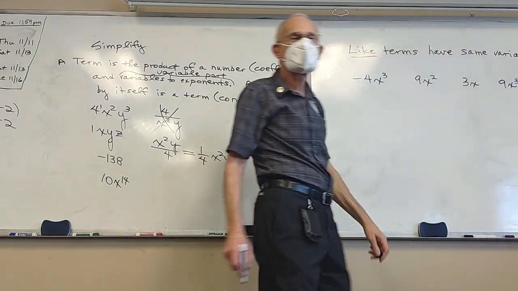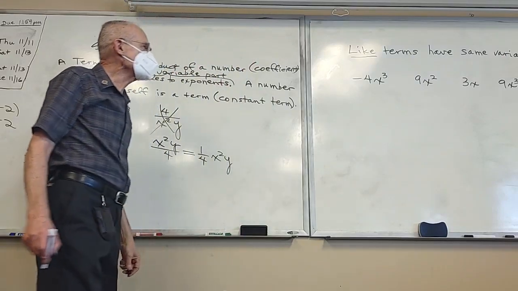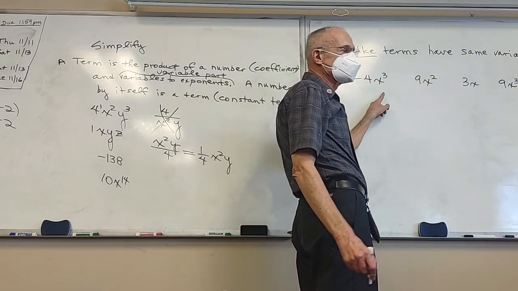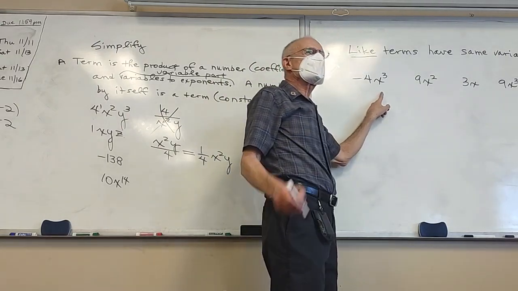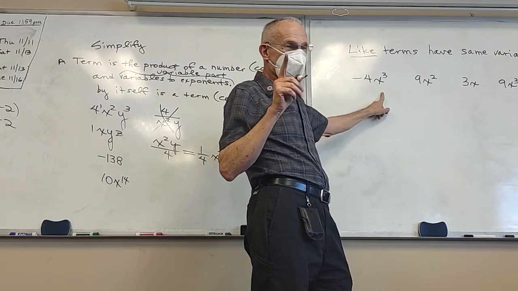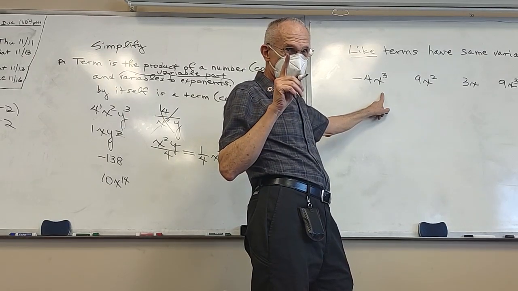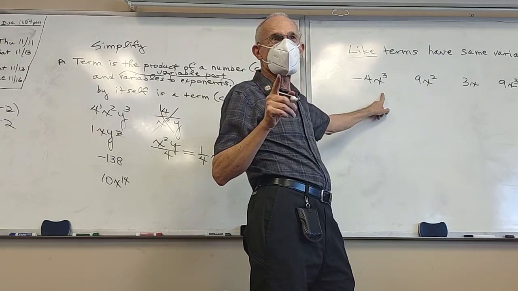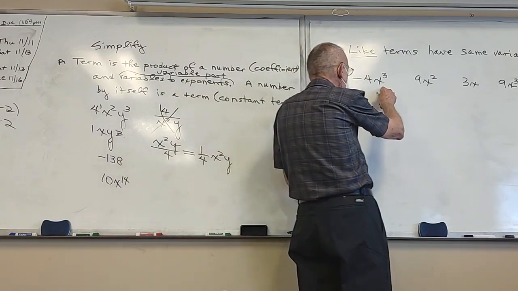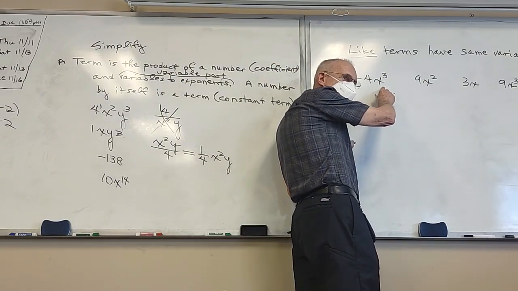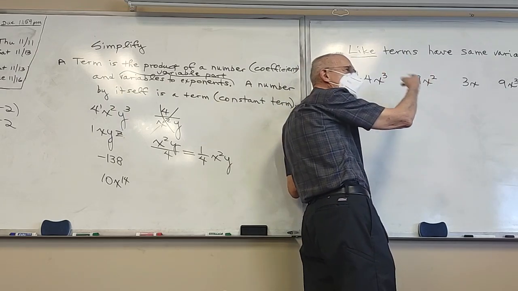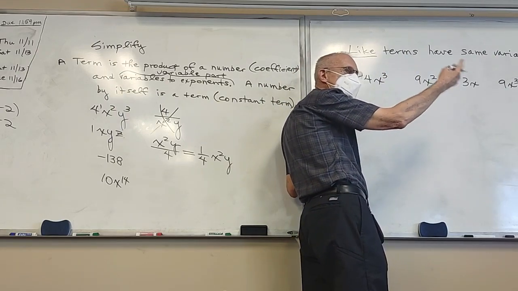No? Oh, so you're saying it's not the coefficients that matter? It's the variable part that matters. Okay. Well then, you know what? The first step in simplifying a bunch of terms is to look at the variable parts and see if they're the same. So you say, okay, this is an x cubed term. I call this an x cubed term. It's got a coefficient -4. It needs to simplify or be combined with another x cubed term.